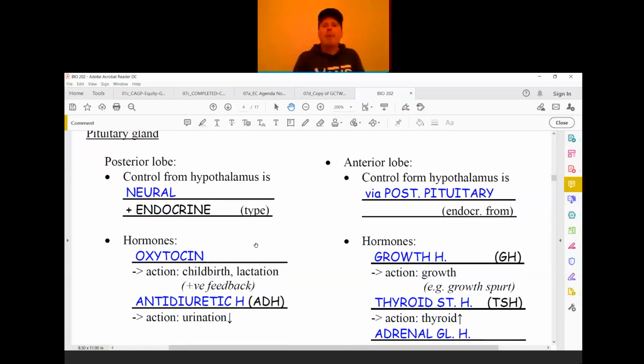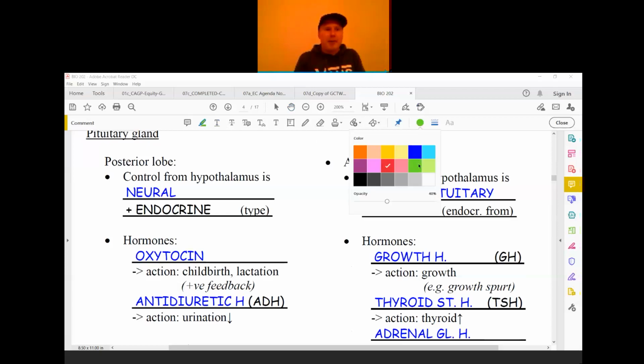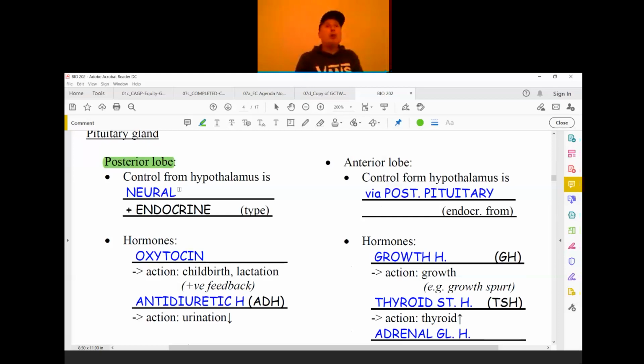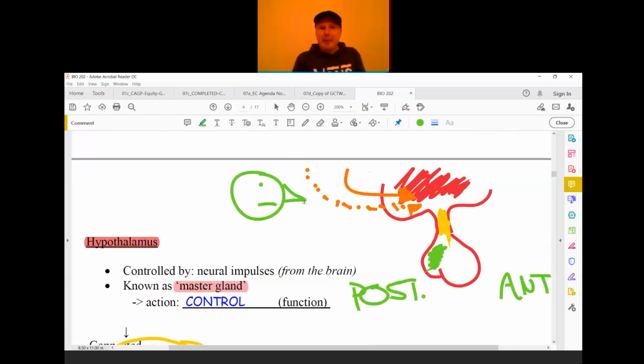So the posterior lobe receives signals from the hypothalamus in two different formats. It receives these signals both as a neural signal, so action potentials, but also as hormonal signals, so endocrine signals. Just like we talked about for the hypothalamus, the same is true for the pituitary gland's posterior lobe. So let's add that to our diagram.